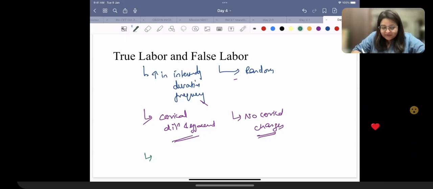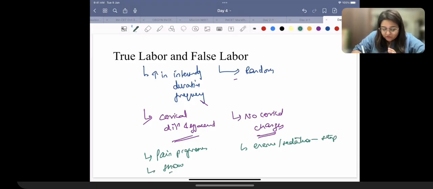ओके, coming back. So, true labor, false labor. What else happens in true labor? True labor, giving any medicine, any sedation, any enema, pain will not stop. So, pain does not stop. Pain will progress. ठीक है. False labor में, by giving enema or sedation, the pain will stop. Okay. Also remember, true labor, you will have show. What is show? Show is bloody mucoid discharge. Okay, so it is blood stained, bloody mucoid discharge. Whereas false labor, there is no such thing. There is no show associated.